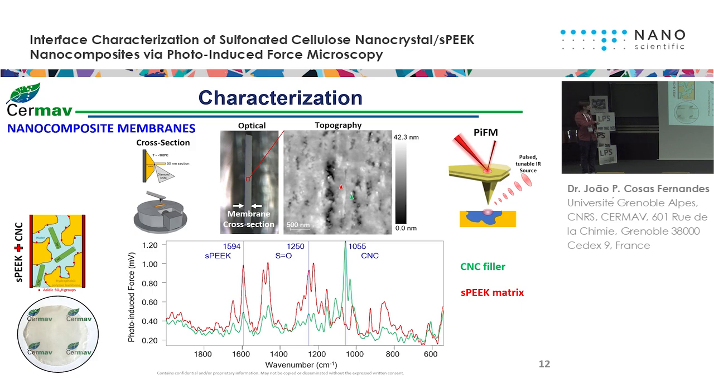If I do my spectrum here, I can clearly see the peaks related to my CNC filler. If I go to the matrix, I have the peaks from sPEEK, which means that now I can define which are the interesting wave numbers to map. In this case, 1594 for the sPEEK, 1055 for CNCs, and I also wanted to see 1250 because it's related to the sulfonated groups that I'm going to graft afterwards.